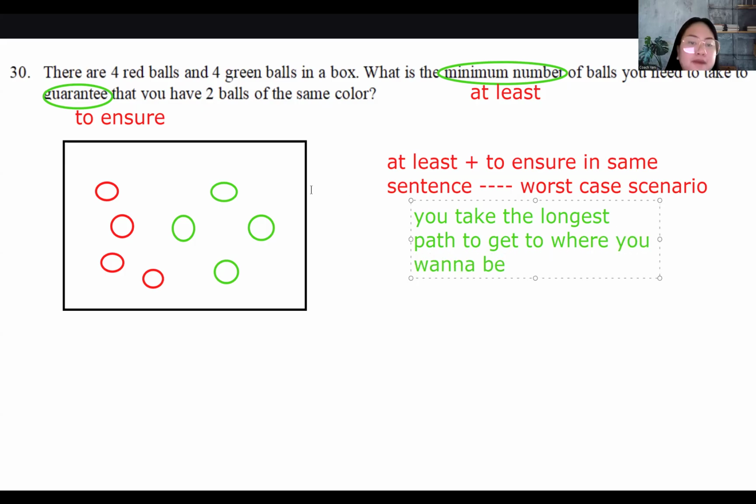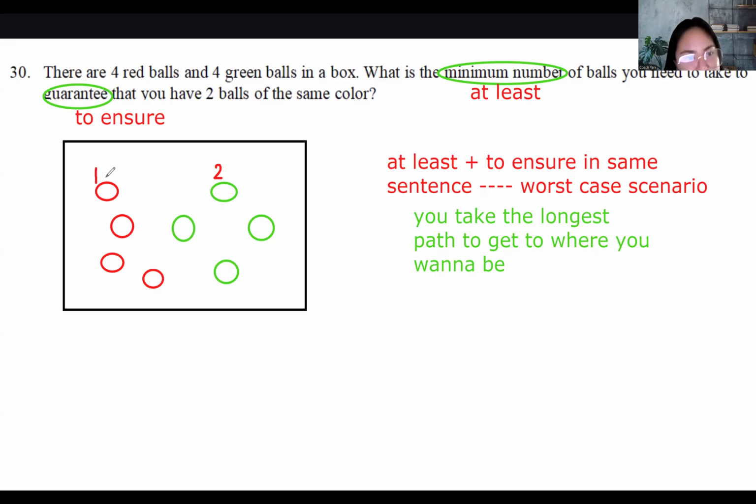So, where do you want to be? You want to have 2 balls of the same color. Since it's the worst case scenario, what's the longest way to get 2 balls of the same color? So, let's solve. First, you can get this and this. And you would still not have 2 balls of the same color, correct?